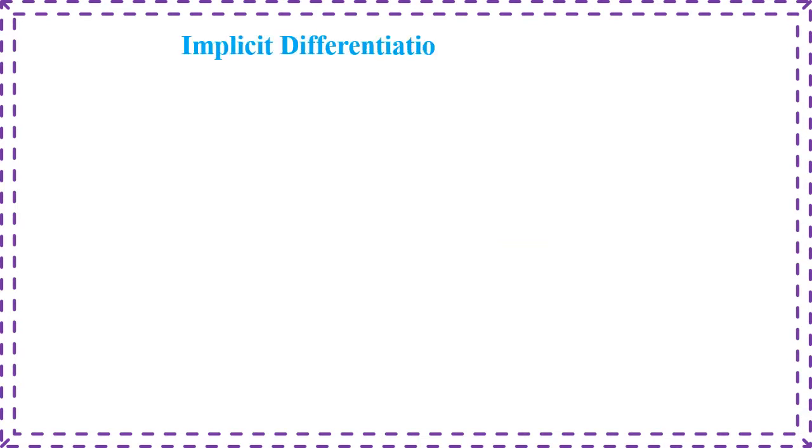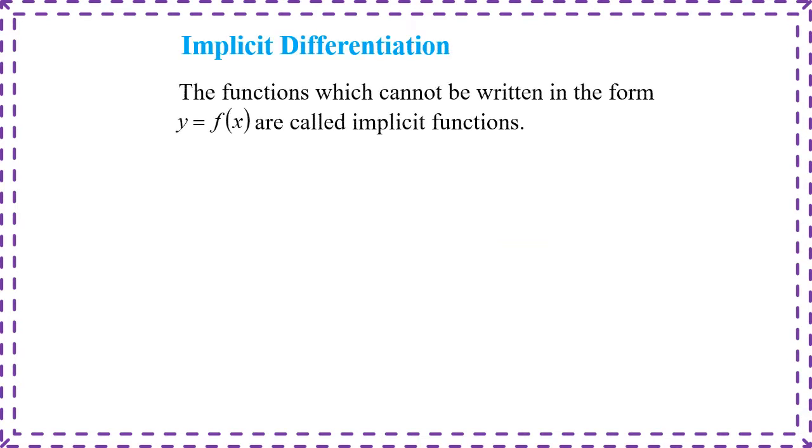So what does implicit differentiation mean? It is a function which cannot be written in the form of y equal to f(x). What it means is that y will be the subject and everything in terms of x will be on the right side. If we can separate y and x into separate sides, then we call it an explicit function. Otherwise, we call it an implicit function.